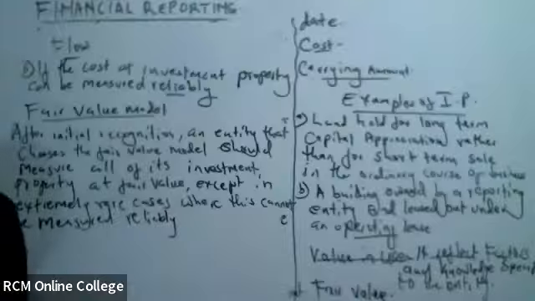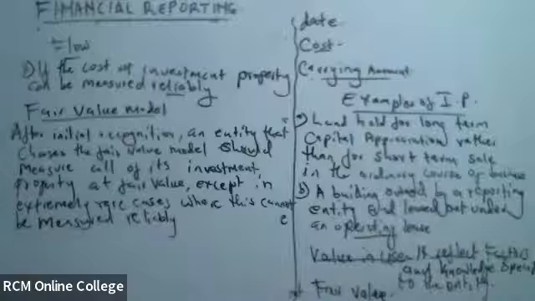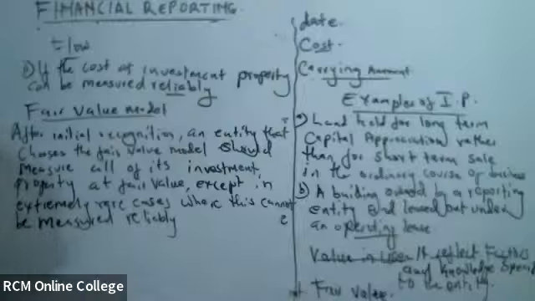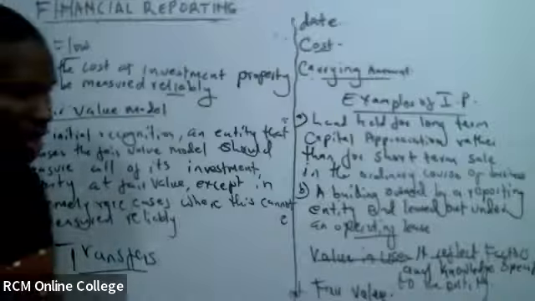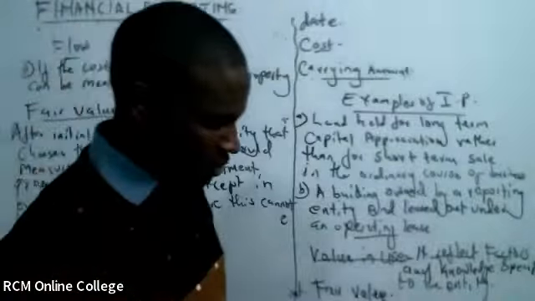Where this cannot be measured reliably, in such a case, you use the cost model. Transfers. How does transfer happen under this?